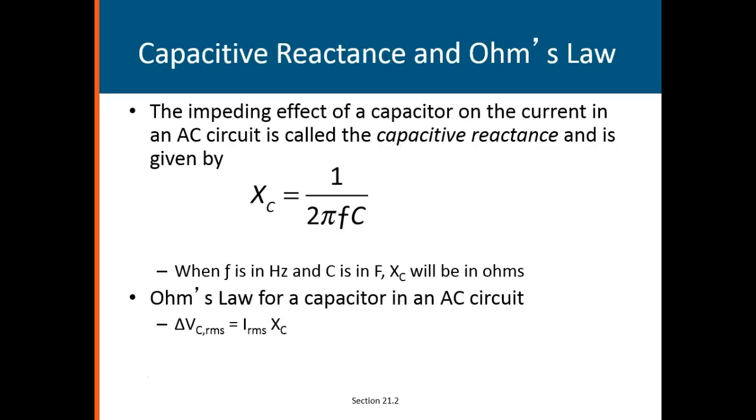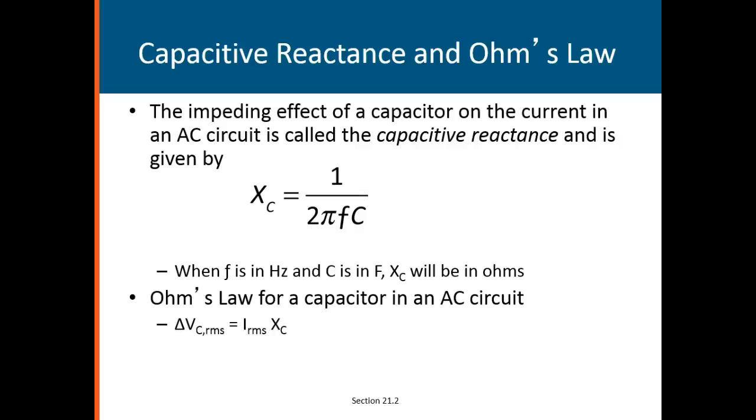Ohm's law for a capacitor in an AC circuit. We didn't have anything like this in a DC circuit. There wasn't any Ohm's law for it. So here we have delta V for a capacitor, the root mean squared change of voltage in a capacitor would be root mean squared current times the reactance, capacitive reactance. Make sense?